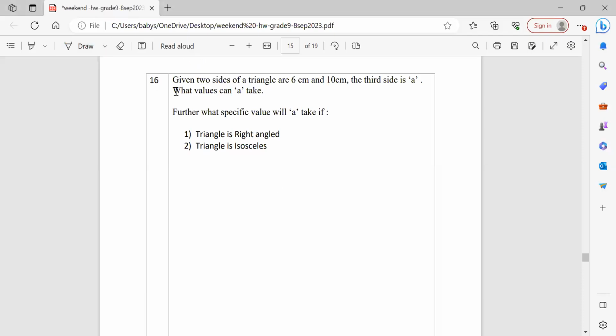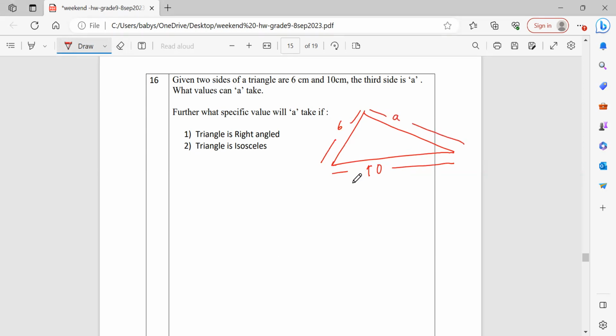So, students, let's go to the next one, which is this. I'm just solving a few things, and what I cannot solve, I'll solve in part 3. Given two sides of a triangle as 6 centimeters and 10 centimeters, the third side is A centimeters. What values can A take?